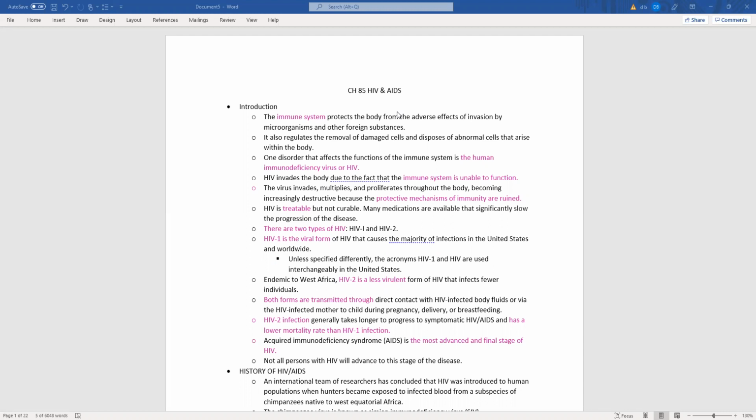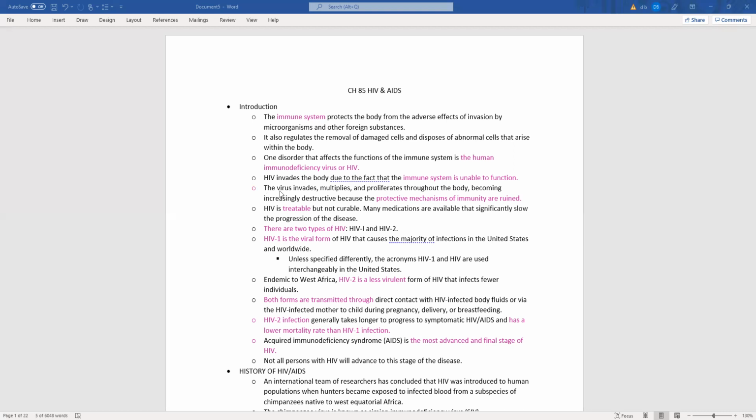One disorder that affects the function of the immune system is HIV. HIV is going to invade the body due to the fact that the immune system is unable to function. The immune system is not functioning the way it should due to the HIV cells invading the cells that help with the immune system. It helps fight off whatever needs to be fought off. But the HIV cells are strong and they're killing those cells. We'll talk about the cells that are getting killed in a second.